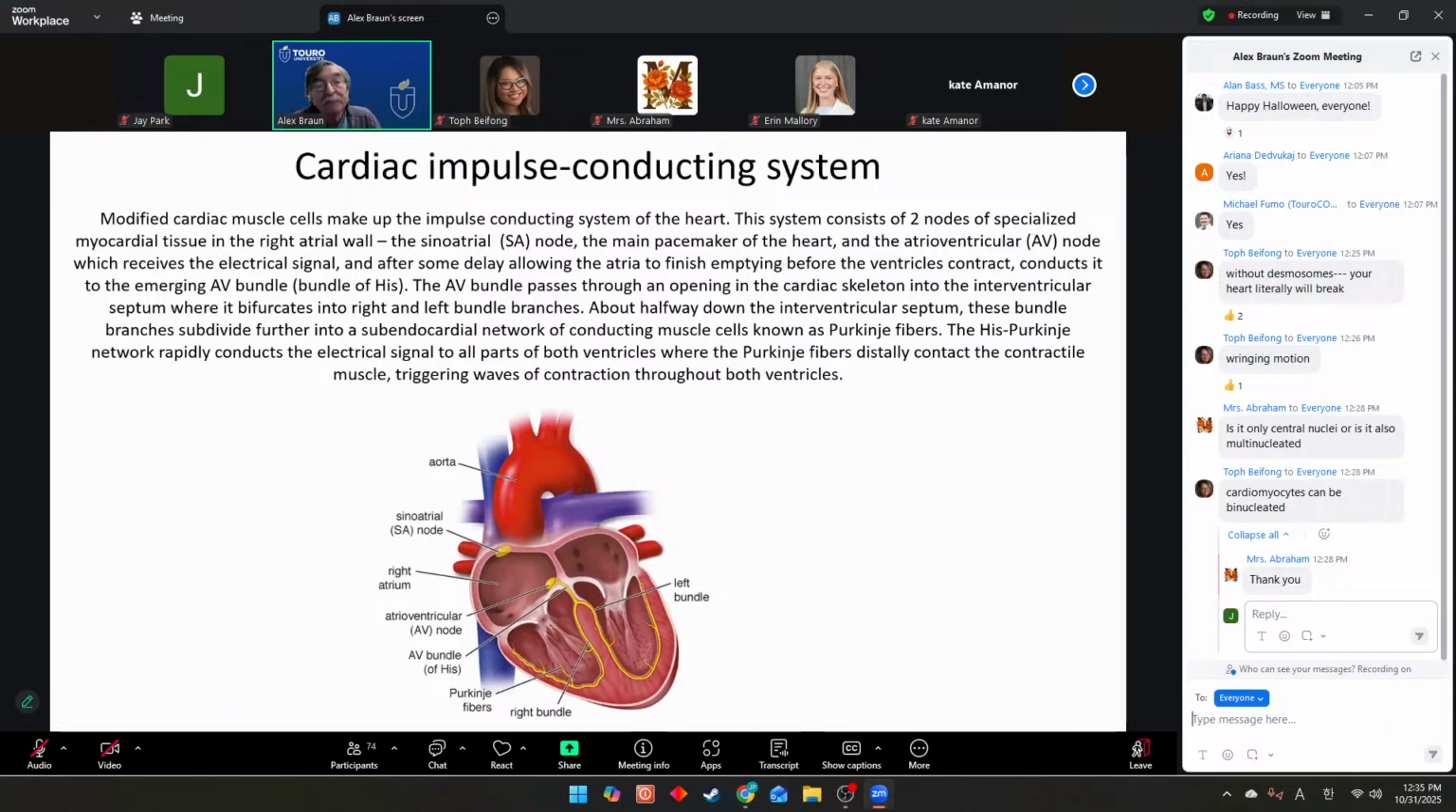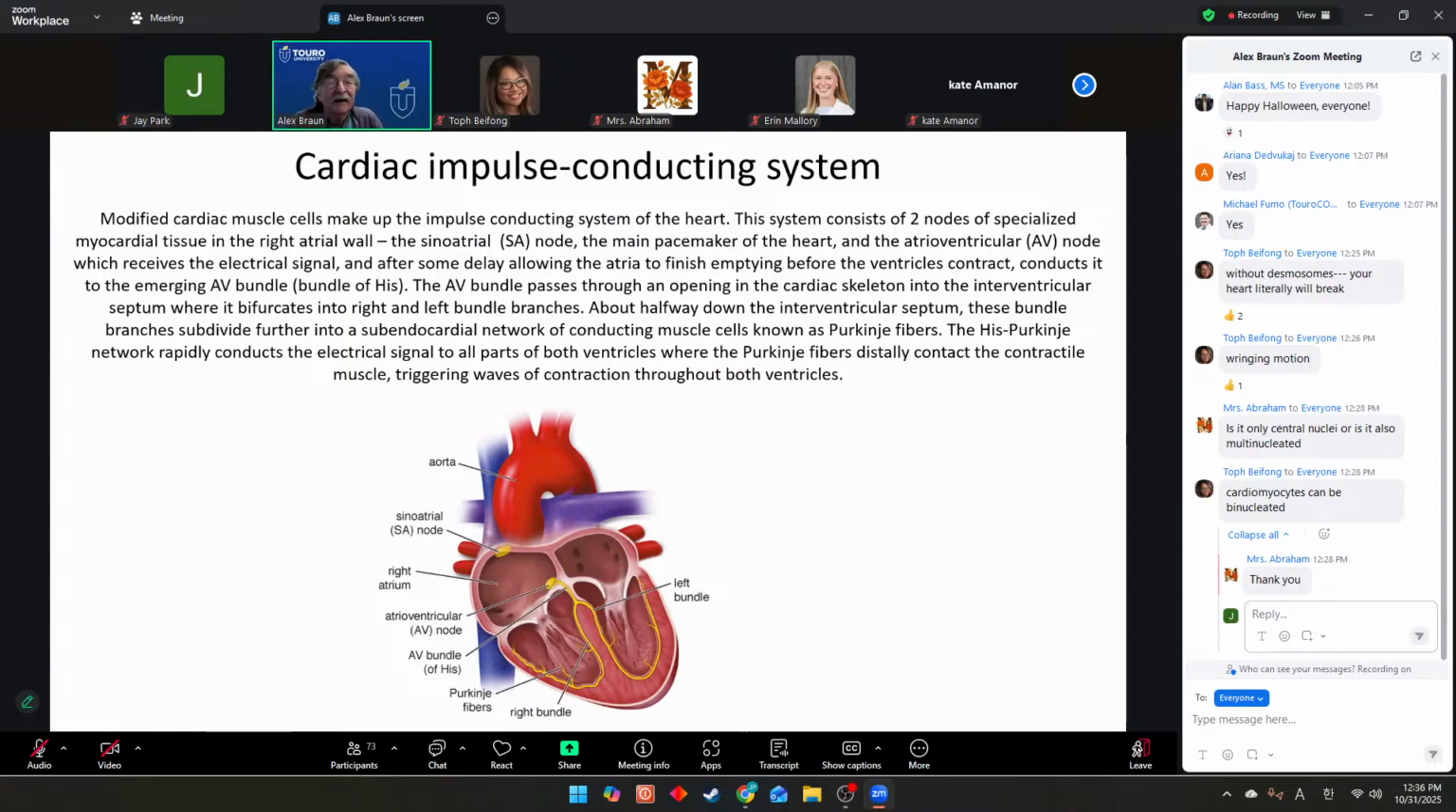These are actually also modified cardiac muscle cells. They are not neurons or nervous system cells. They have some resemblance to cardiac muscle cells, but unlike the Purkinje fibers we just looked at, these cells are actually smaller and thinner than the usual contractile cardiac muscle cells. They are smaller and thinner, and they're also more pale looking than the usual cardiac muscle cells.